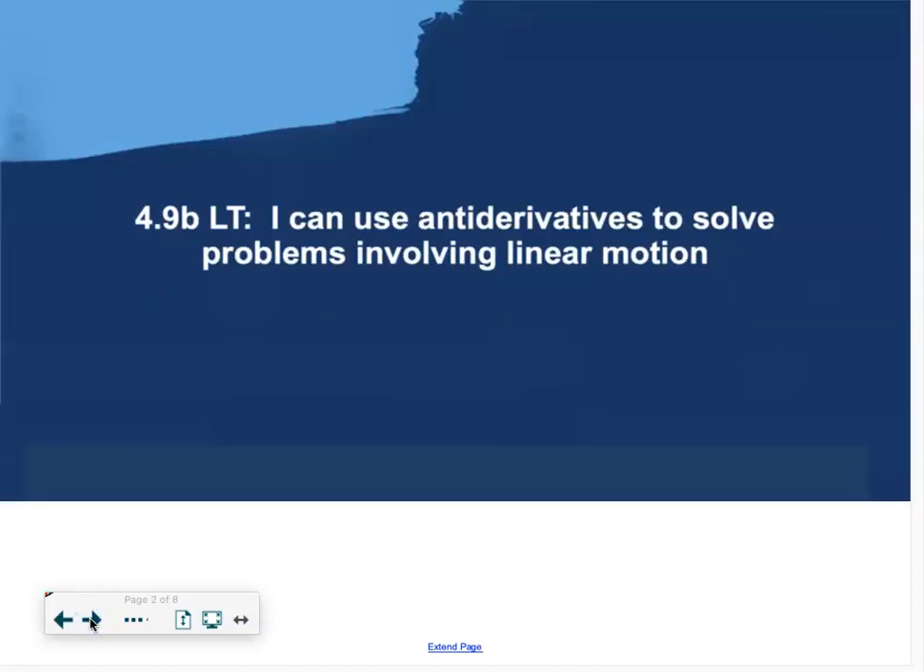So today we're doing section 4.9b. We are still in chapter 4, but this is our last day. Tomorrow we start chapter 5. And what we're doing is going to be on the chapter 5 test. It's kind of a part of chapter 5. I can use antiderivatives to solve problems involving linear motion. We just have a couple quick examples, a brain break, and then a big review slide with a billion antiderivatives, and then we are done.